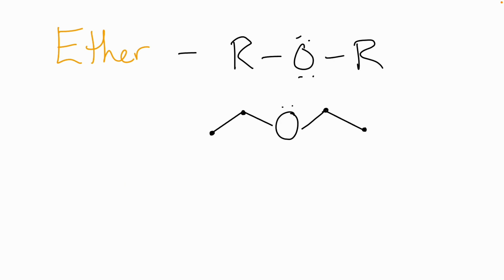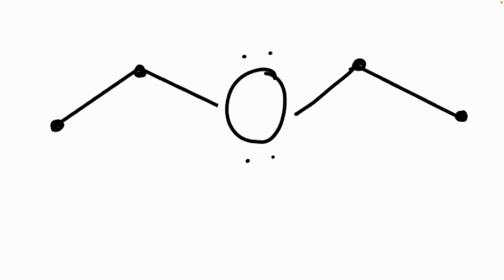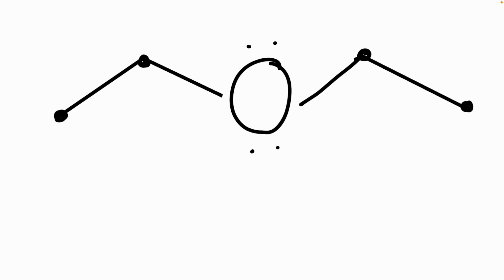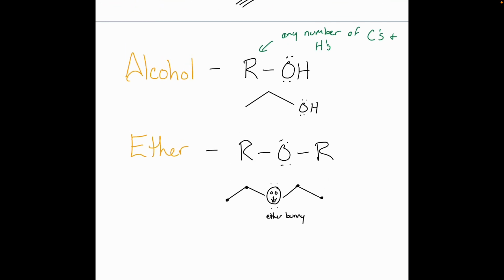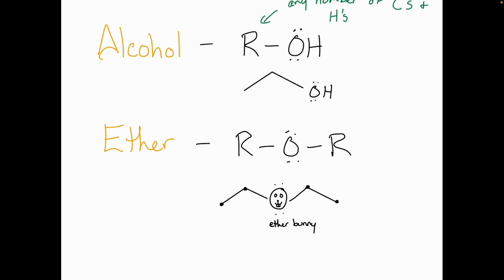Ethers might be kind of hard to remember, but if we look at this molecule here and draw a little face on it and some buck teeth, it becomes the ether bunny. The little ears. Okay? But both alcohols and ethers contain oxygens. An alcohol necessarily has a hydrogen bound to that oxygen, whereas in the ether, it's between 2 carbons.